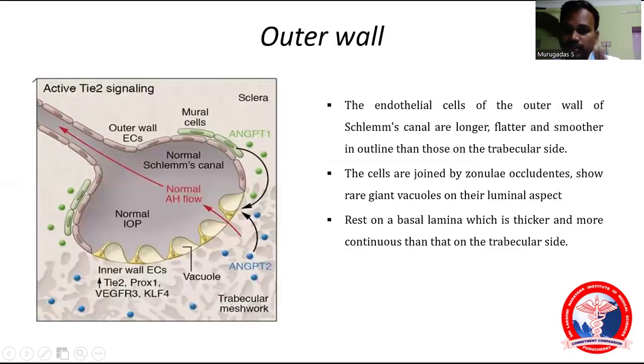Coming to the outer wall, the endothelial cells of the outer wall of Schlemm's canal are longer, flatter, and smoother in outline than those of the trabecular side. The cells are joined by zonula occludens and show a rare giant vacuole on their luminal aspect. The basal lamina is thicker and more continuous than that of the trabecular cells.